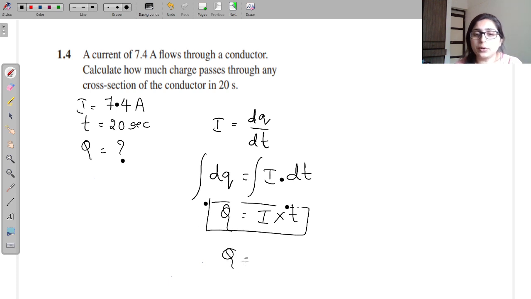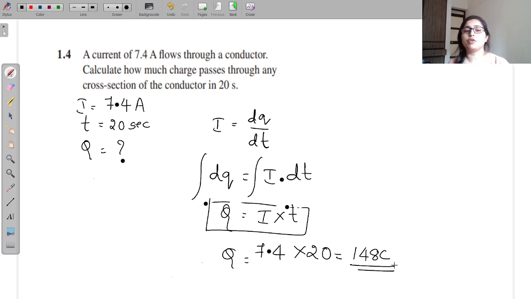So q is equal to, what is I? It is 7.4. What is time? It is 20 seconds. So this will be 148 coulombs. So the answer is 148 coulombs. The time here is already in seconds, so I am directly substituting this. If it was 20 hours, then I have to write it as 20 into 3600 because I want to convert hours into seconds. So 148 coulomb is the answer.